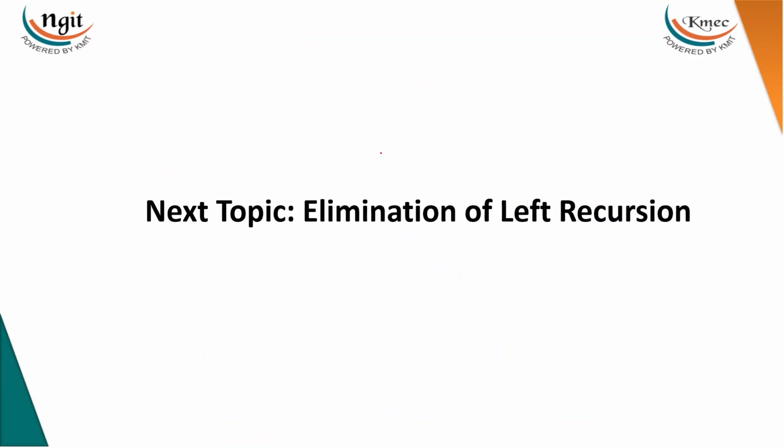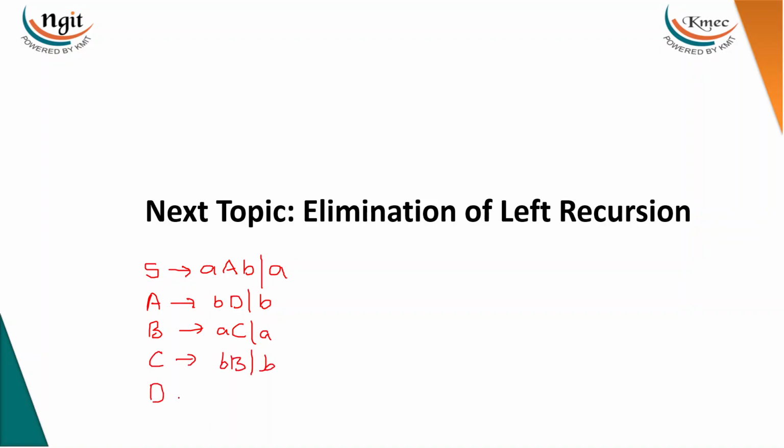Okay, before going further, let me tell you a simple example. First, useless symbols. Let me go with this. S tends to AAB. Let me take a simple example. A tends to BD or B. B tends to AC or A, and C tends to BB or B, and D tends to DA or D. Right. First of all, I want to go with the useless symbols here.